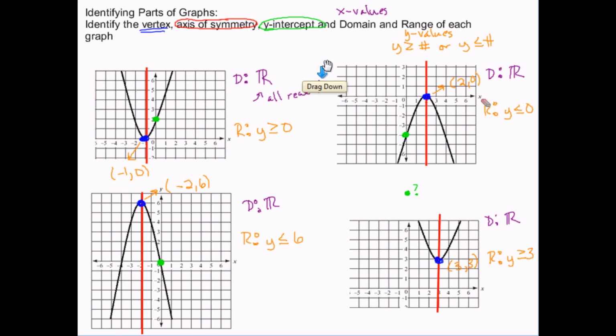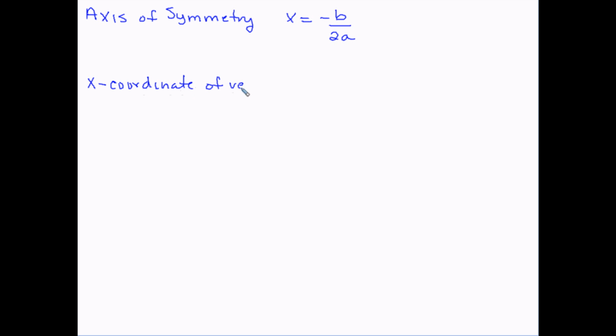We were able to identify the axis of symmetry and the vertex and the y-intercept looking at a graph, but we need to be able to identify those algebraically as well. So those were the graphs. We'll do it algebraically now. So the formula for the axis of symmetry is x is equal to negative b divided by 2a. This is our b's and our a's from the quadratic equation. This is also the formula for the x-coordinate of the vertex.